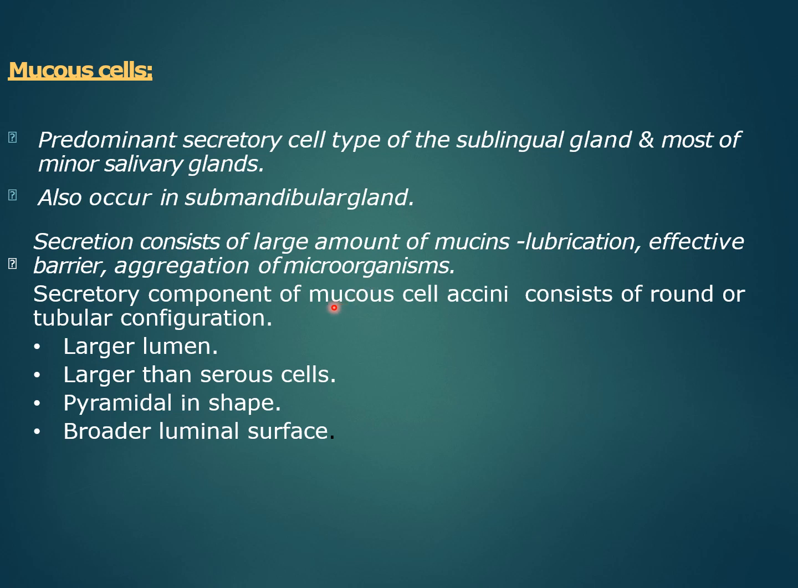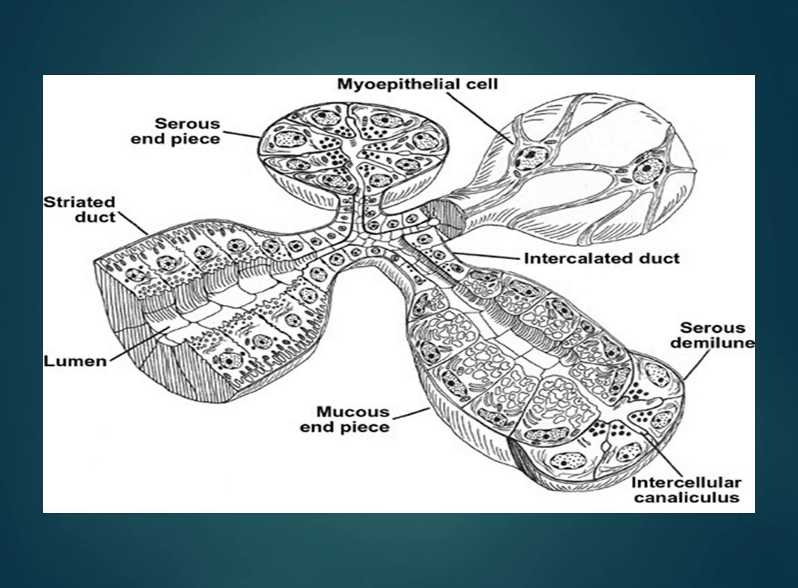The secretory component of mucous cell acini consists of round or tubular configuration. The serous cells have spherical configuration. The mucous cells have round or tubular configuration. Also, there is a large lumen. They are larger than serous cells. They are pyramidal in shape with a broader luminal surface.